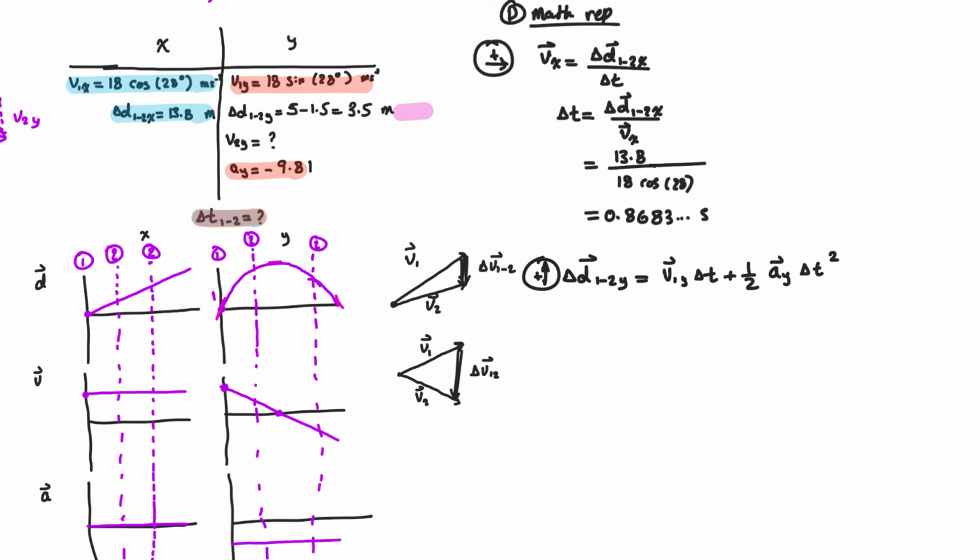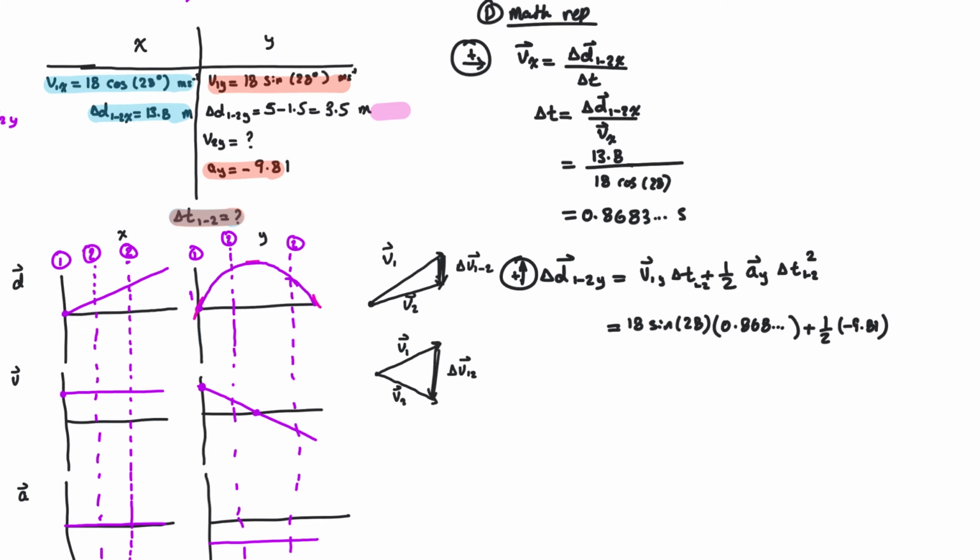And the time here is 1 to 2. And I can just plug in my values there. Velocity 1 is 18 sine of 28. The time is 0.868... plus 1/2. My acceleration is in the negative direction. I always compare my up here. I know acceleration is down; they're opposite, so I'm going to use a negative value here, negative 9.81, and the time is going to be the same.